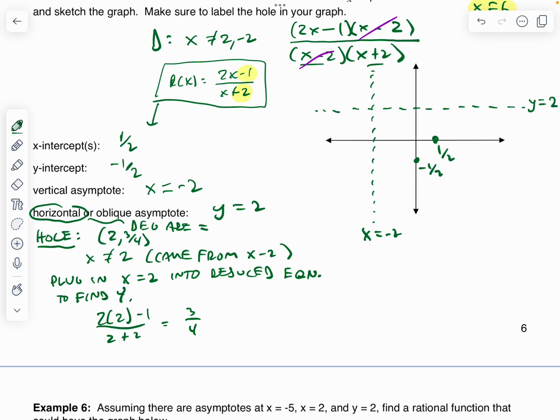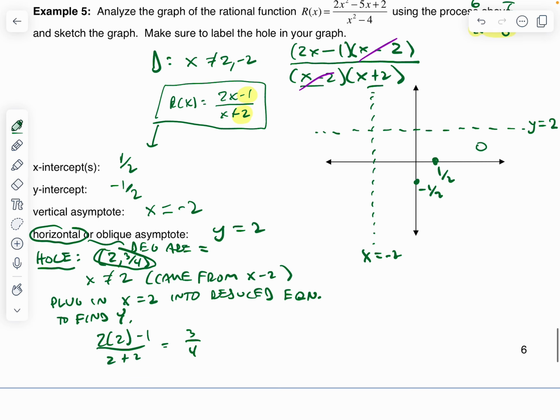With this hole at 2 3/4, let's estimate where that would be. I'd say maybe right around there. Actually, probably a little lower. So there's my hole, okay? And now we fill in the graph.